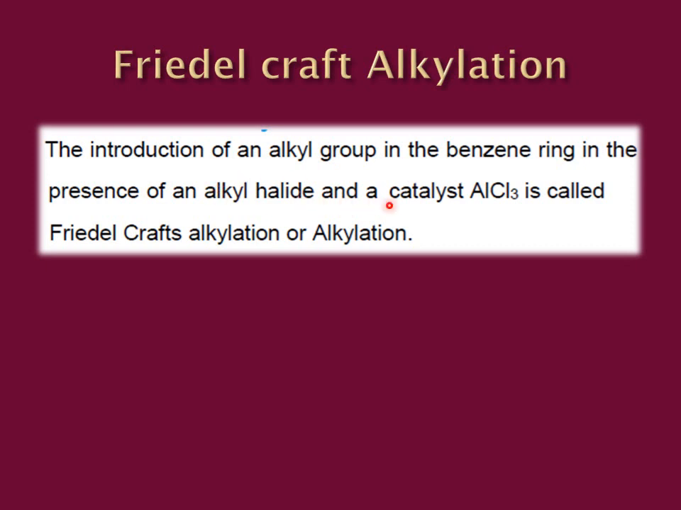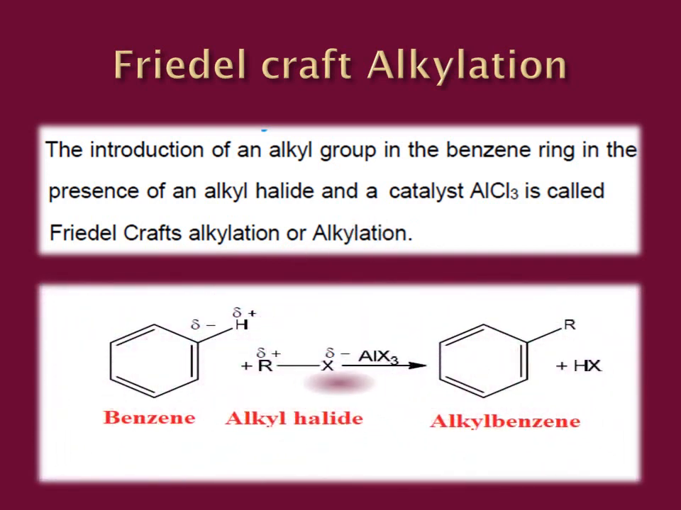Now students, the one-step reaction is that benzene is going to react with alkyl halide R and X. This X can be chlorine or bromine, in the presence of a Lewis acid like AlCl3 or AlBr3, giving you alkyl benzene. This R can be methyl, ethyl, propyl, whatsoever, along with hydrogen halide. So this is a one-step reaction of Friedel-Crafts alkylation.